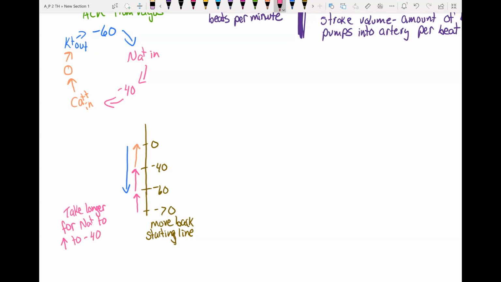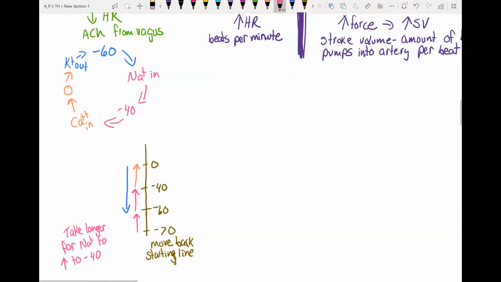So think about how you would move back the starting line. Well, potassium is what lowers the voltage. If potassium goes out and you go down to negative 60, well, let's say now we want to get to negative 70. You would accomplish that by letting more potassium out. You would have to keep those potassium gates open. So if you let more potassium out, you will hyperpolarize.